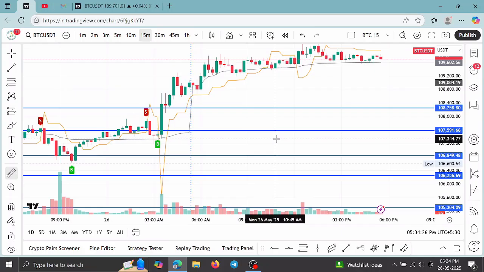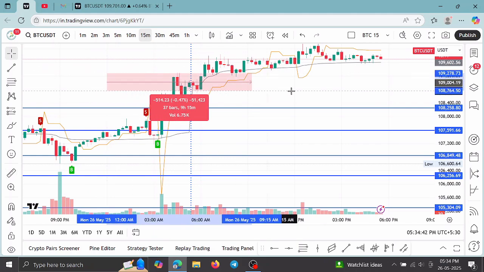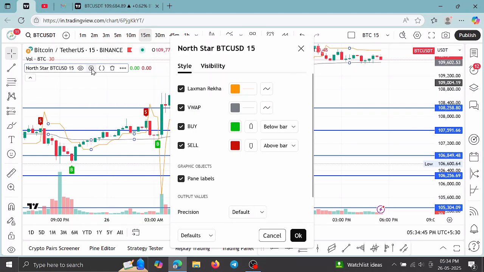So in this video we are going to discuss the Bitcoin chart and how my indicator works on it. Okay, so you can see this. Let's go to the terminal, and as I mentioned earlier, you add this indicator to the Bitcoin terminal, and I added a new thing, that is VWAP, in this indicator, so that you'll have more clarity on when to book profit and when to take out and take stop loss.